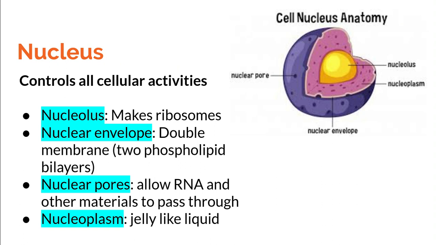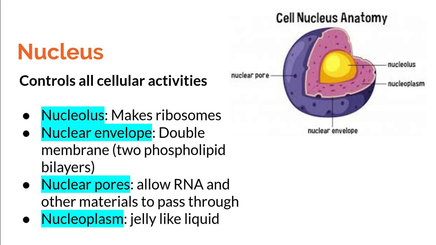One is the nucleolus. So that almost looks like it's the nucleus of the nucleus. But this piece is used to make ribosomes. We'll talk about those in a few slides. The nuclear envelope is the cell membrane of the nucleus.